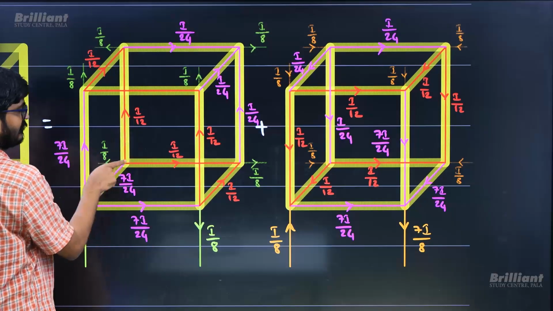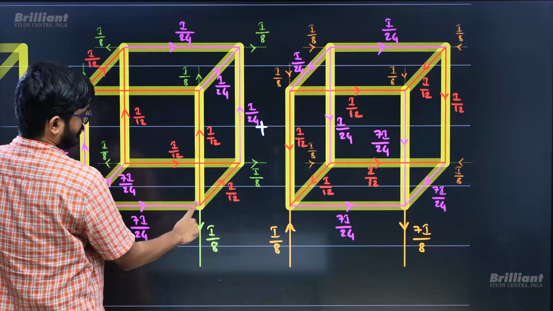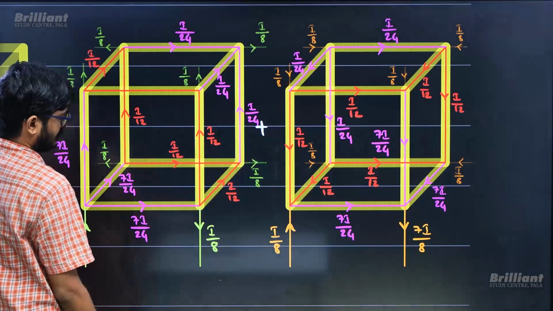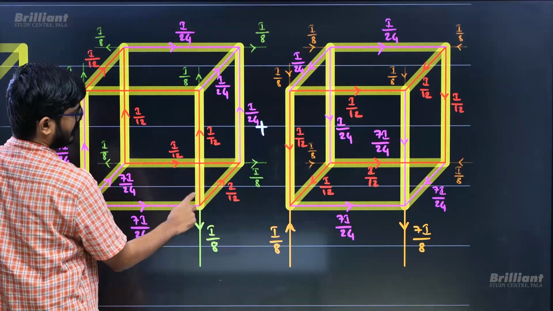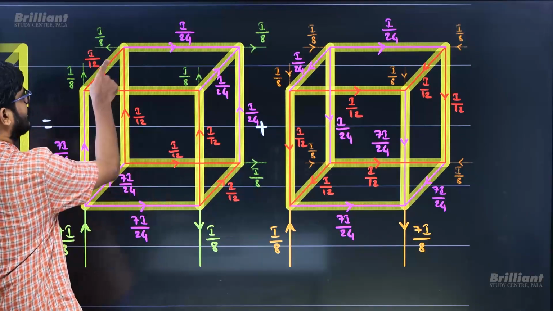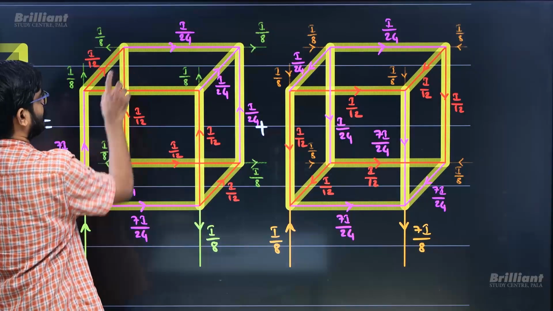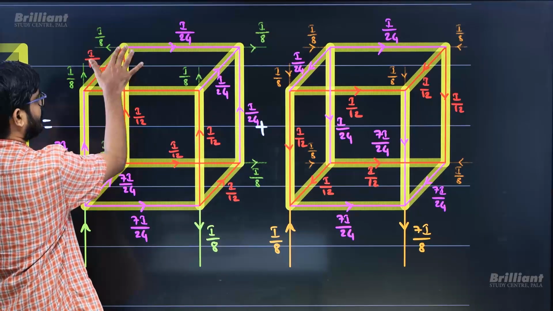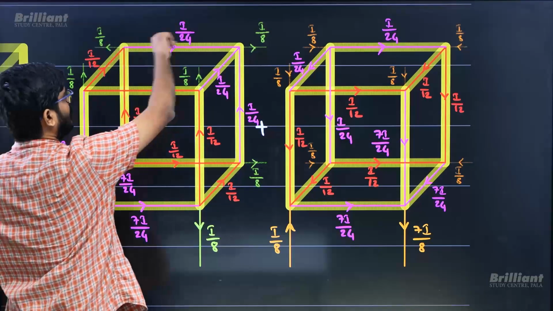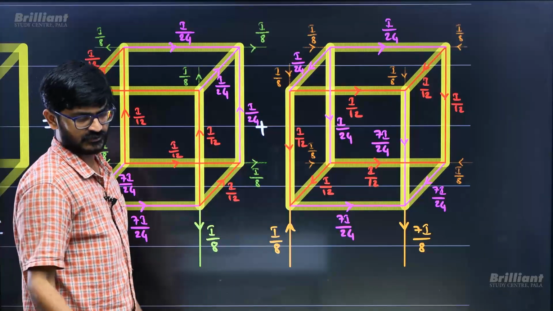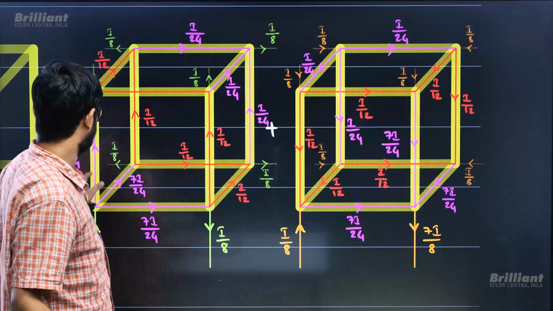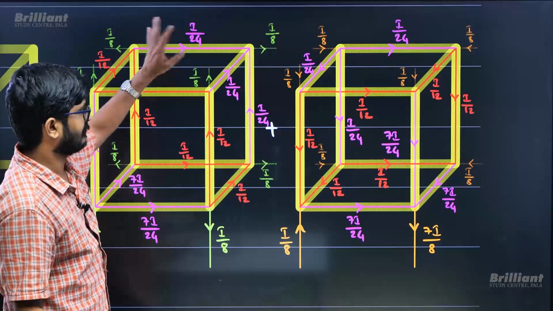Similarly, I by 12 in each of the others. Out of 7I by 24, I by 8 is going this way, and the remaining will split into two parts and go like this. Now here, this is I by 12, this is I by 12, so I by 6 is entering. Out of I by 6, I by 8 is going this way, and the remaining will be I by 24. Similarly, I can get I by 24 elsewhere. No matter what the cube is, the currents will be only these three: 7I by 24, I by 12 and I by 24.